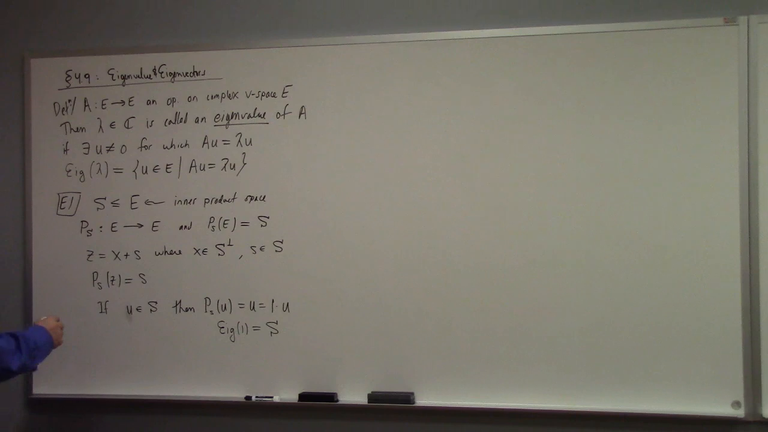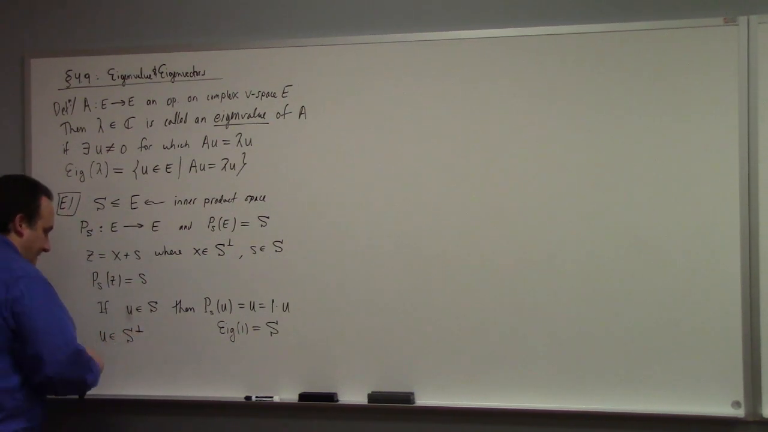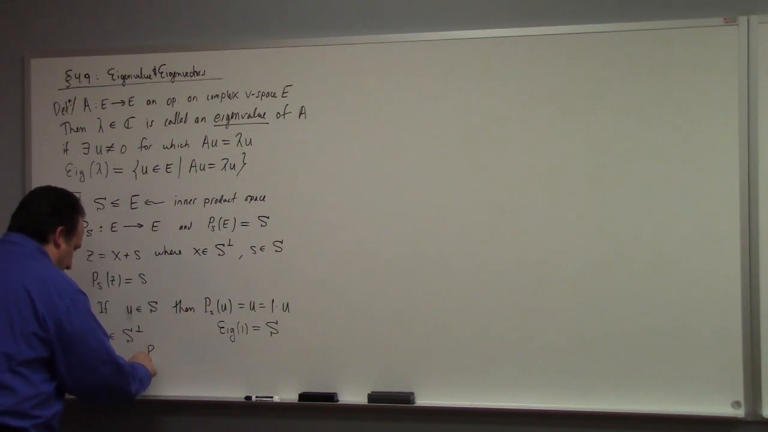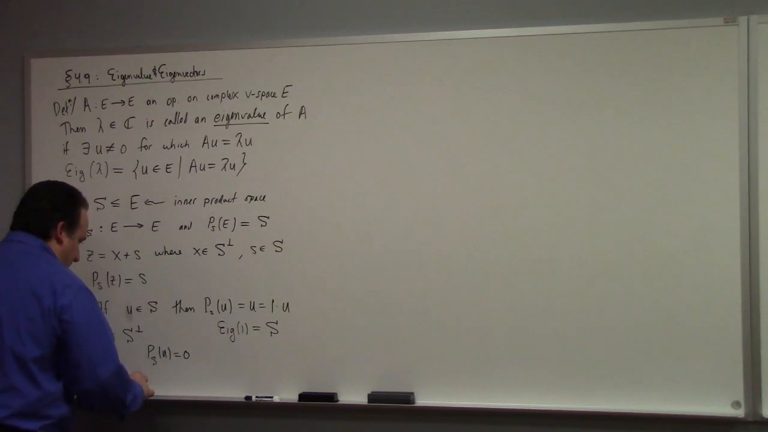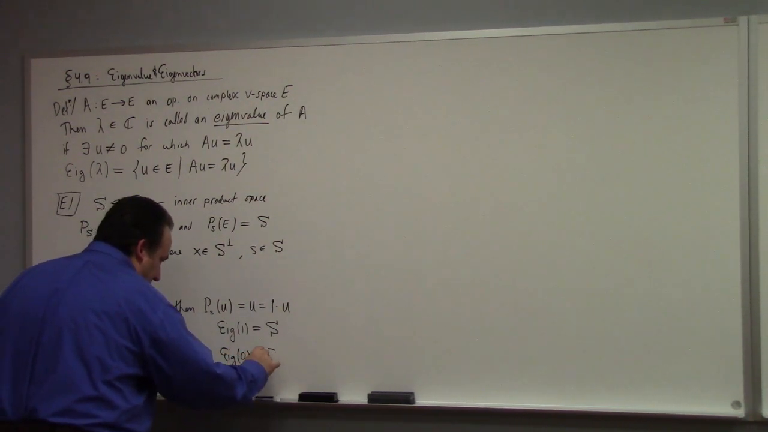How about if u is an element of S perp, though, what do you get? Right, then that means that when the projection operator acts on such a u, you get 0. So in fact, you can see that the eigenspace of eigenvalue 0 would be the perp of S.